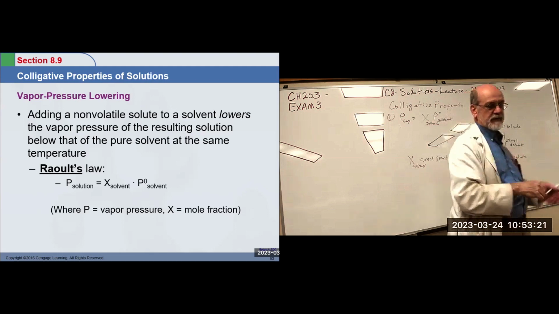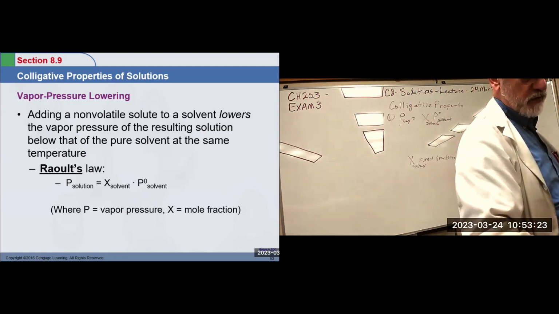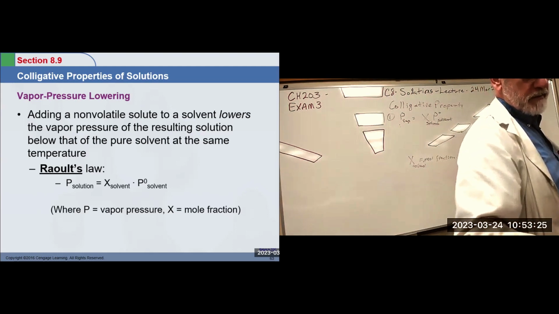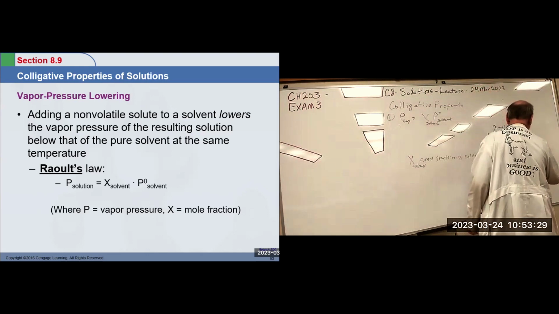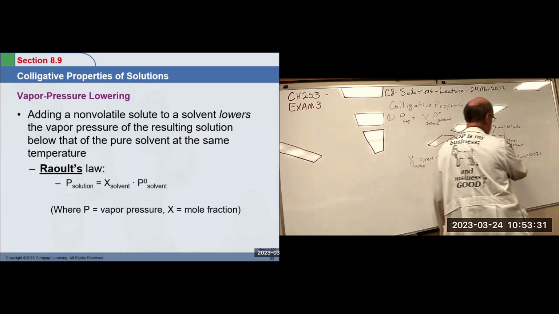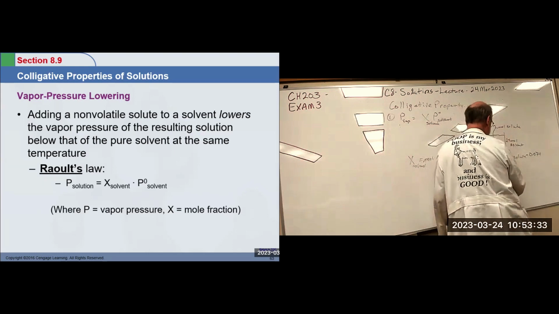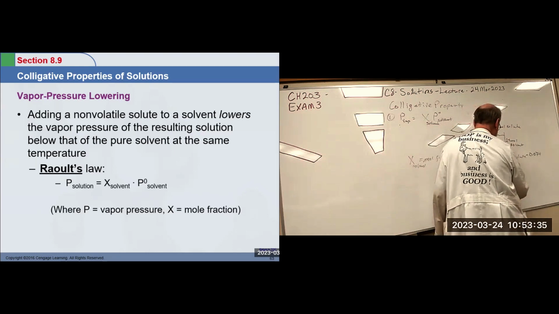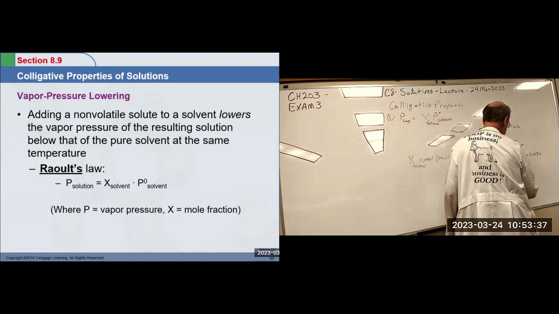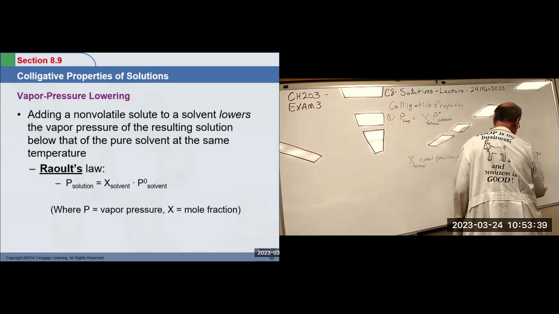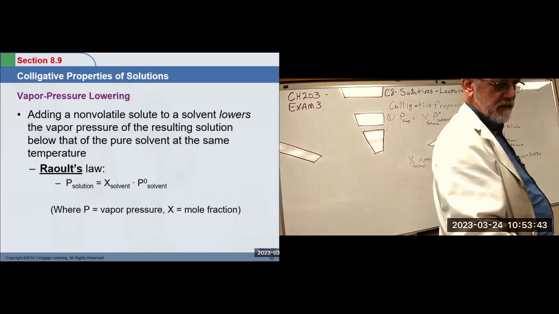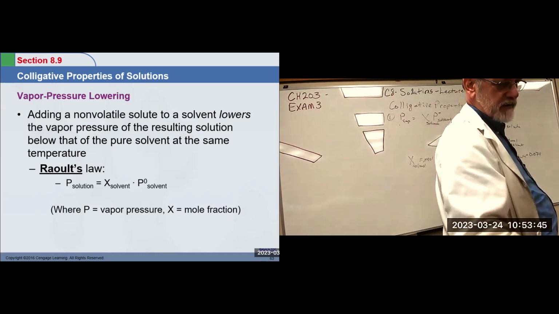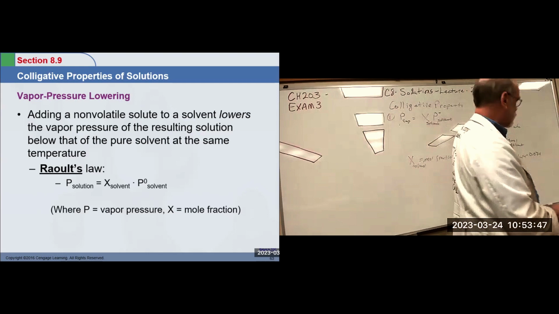And whatever that happens to be, I painted myself into another corner. 0.074. And this one would be 25 over 27 would be the mole fraction of the solvent. So that'd be 25 divided by 27. 0.926.